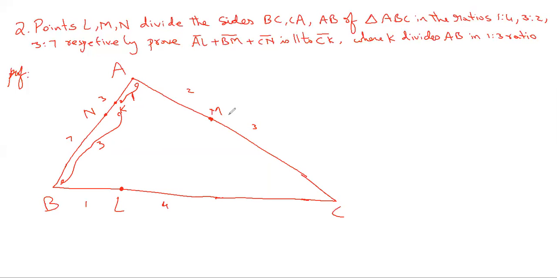What they're asking us to prove is that this value is parallel to this. So just calculate AL plus BM plus CN, and you should get that in terms of this. When you're doing the calculation, usually for this kind of problem, we'll take one of the vertices as origin. With respect to that, we'll write the vectors. So let us take A as origin.